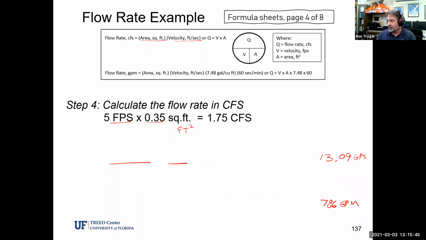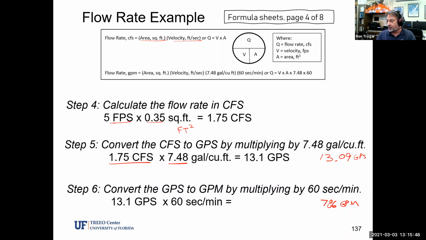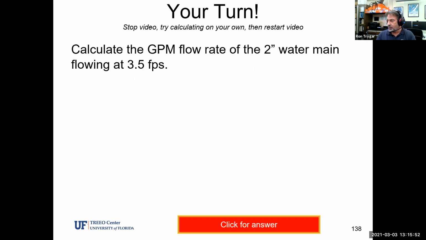And we had a practice one here that came up in just a second. It says, calculate the gallon per minute flow rate of a 2-inch water main flowing at 3.5 feet per second. And it says we can click for the answer, but I'm not going to show you the answer right yet. Let's work this one out. It says here, stop the video, try calculating it on your own, and then restart and see how we did. So you can stop right there, and I'll give you all a second to do that.